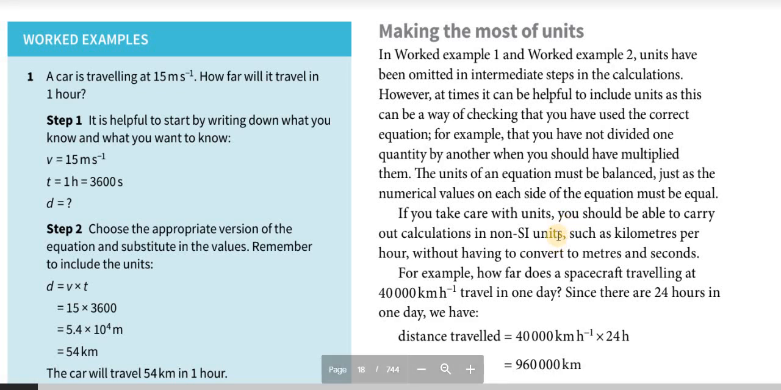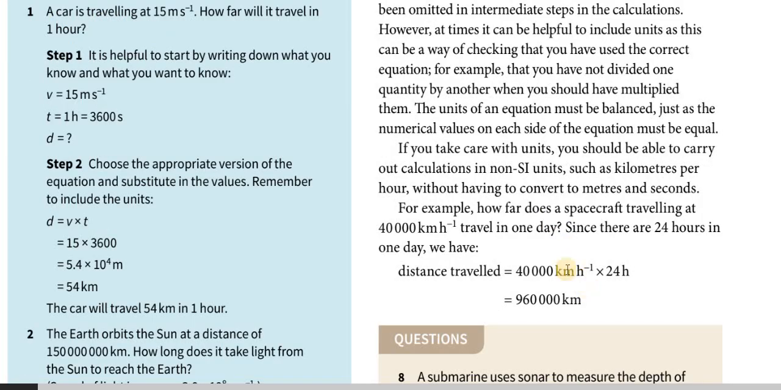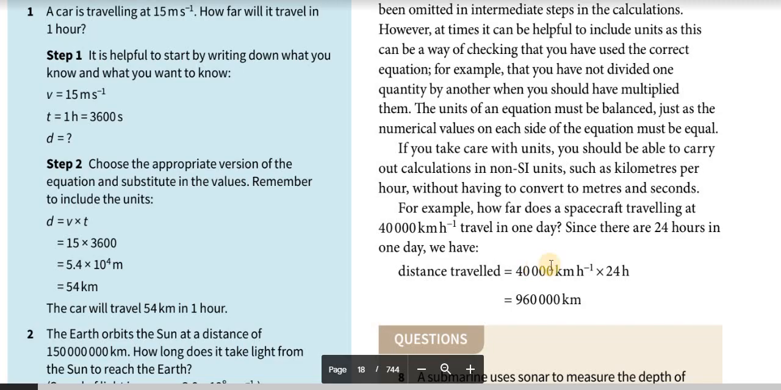Okay, what is explained here is the consistency of units. For example, if they give the speed in kilometers per hour, and if they give the time in hours, you don't need to convert to meters per second, and you don't need to convert to seconds here. You can directly enter it in the formula, speed is distance over time, then distance is speed times time.